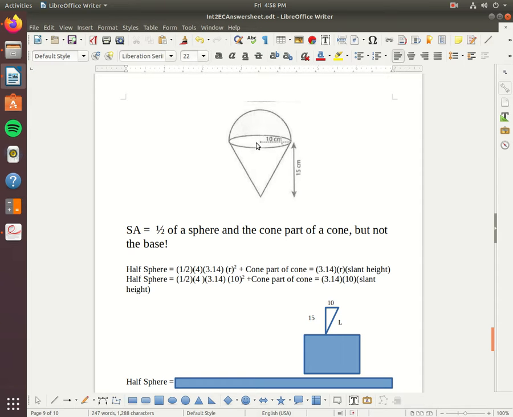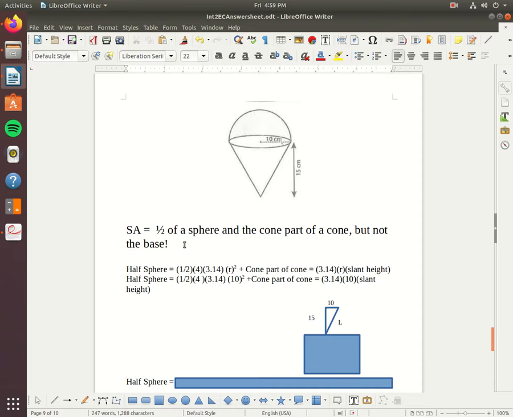And then I have the cone part of a cone, but I don't have the circle part. I don't have the base because that's covered by the sphere. If you think about it, surface area is how much I would have to paint. Well, I wouldn't have to paint where the ice cream meets the ice cream cone. I would only have to paint the ice cream itself and then what's left of the cone. So you really have to visualize what part you need and manipulate the formulas from there.